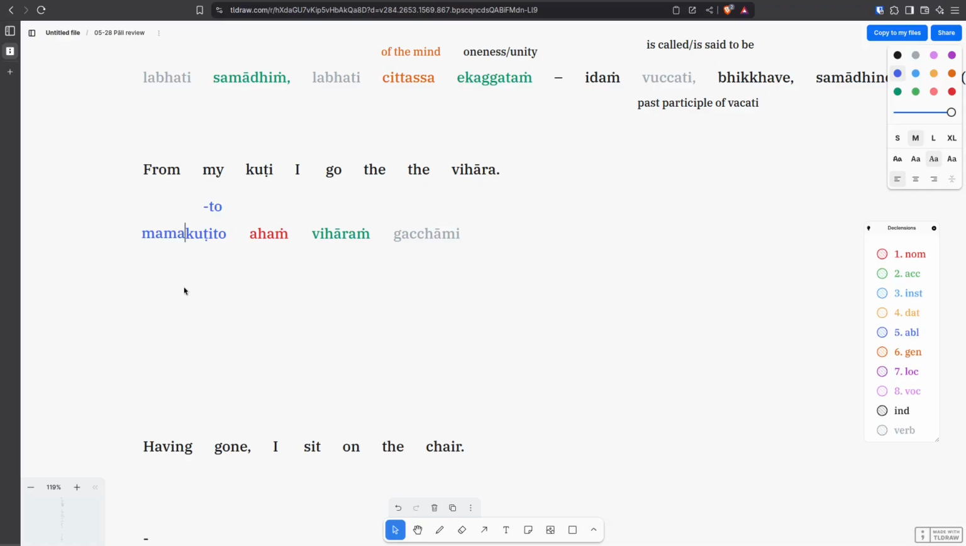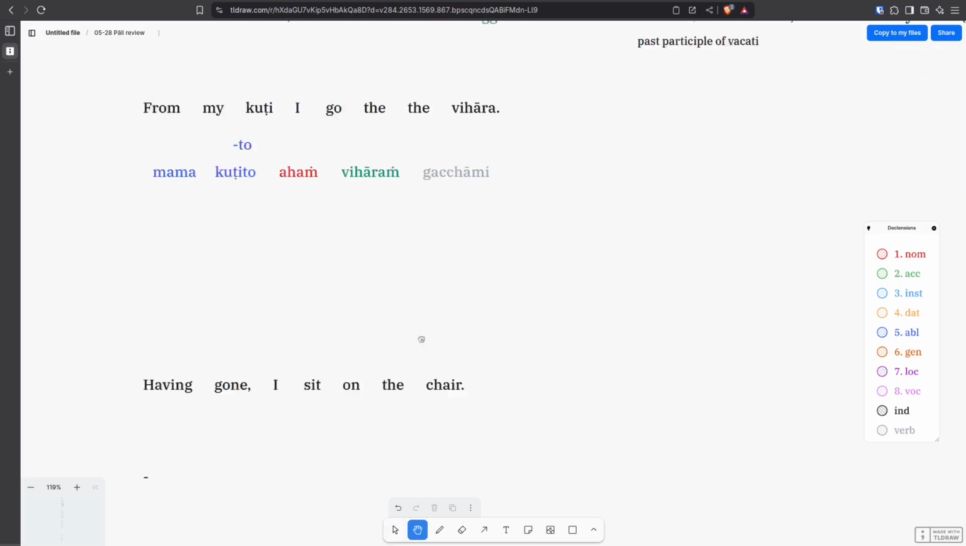Mama. Oh, yeah, my mama. It's like the baby: I want my mama. So, mama kuti to ahang viharam gacchami. From my kuti, I to the vihara go. Very good.